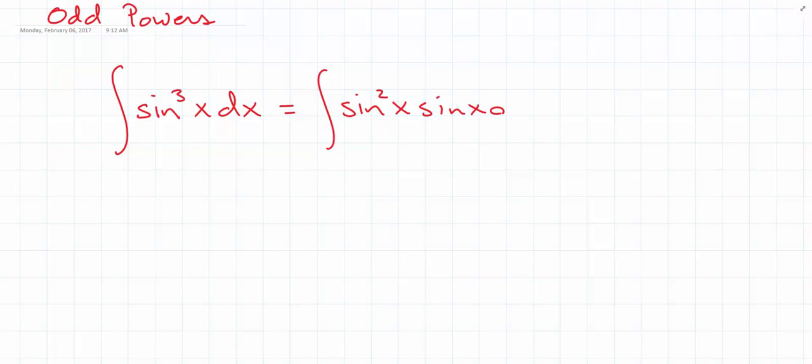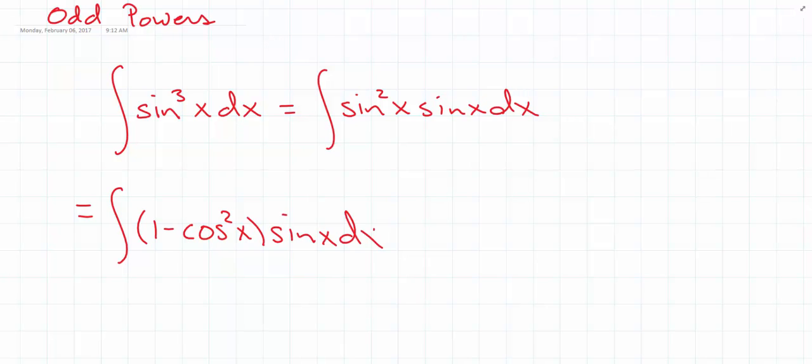Okay, so look, I've split it up. Now, what I'm not going to do is rewrite the sine squared as 1/2 times 1 minus cosine 2x. That wouldn't really help us that much, if at all. But I know that I can write sine squared x as 1 minus cosine squared x. Okay? So, dig this. 1 minus cosine squared x, and then sine x. Look at this.